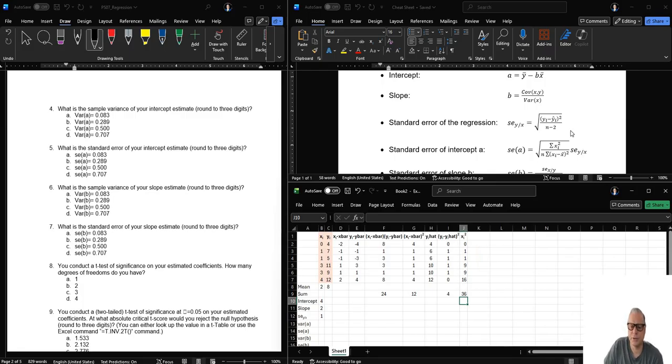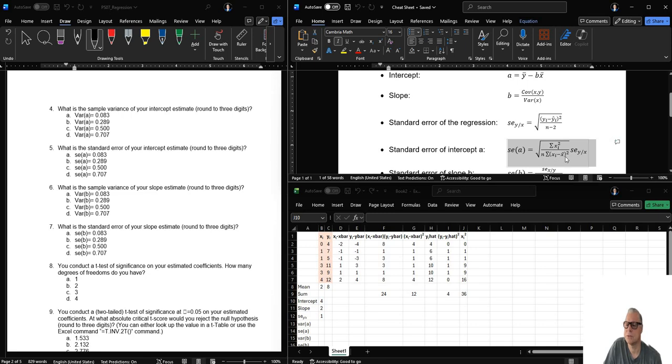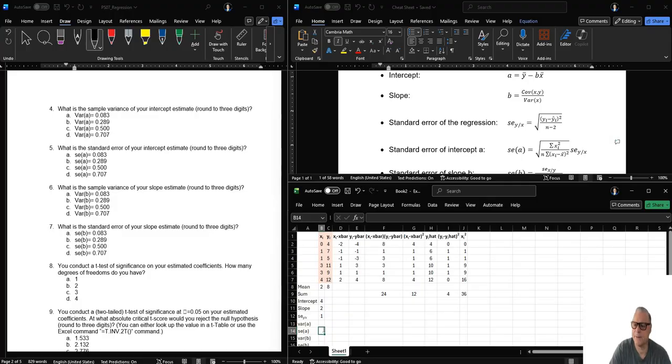Okay, so that's 36. So now we can already see that the standard error is in the numerator, so we are looking at this formula now. So we have the square root of 36 over n times the squared deviations of xi, which is xi minus x bar. We already have that too. That's 12 times the standard error of the regression. That's the standard error. So let's just do this. Equals.